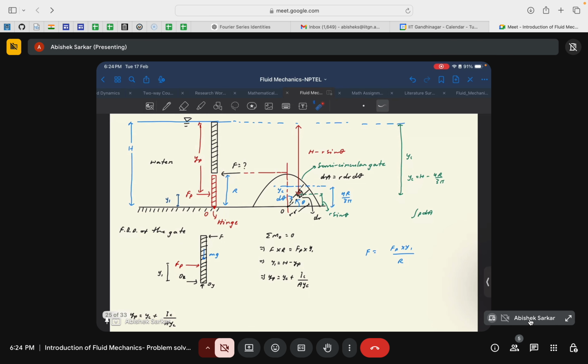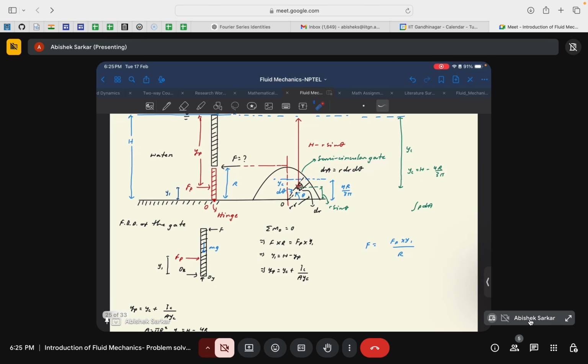Considering that the net moment about point O is 0, we will have that F times R is equal to Fp times Y1, where Y1 is the distance of the center of pressure from the hinge, which you can see will simply be H minus Yp, right?